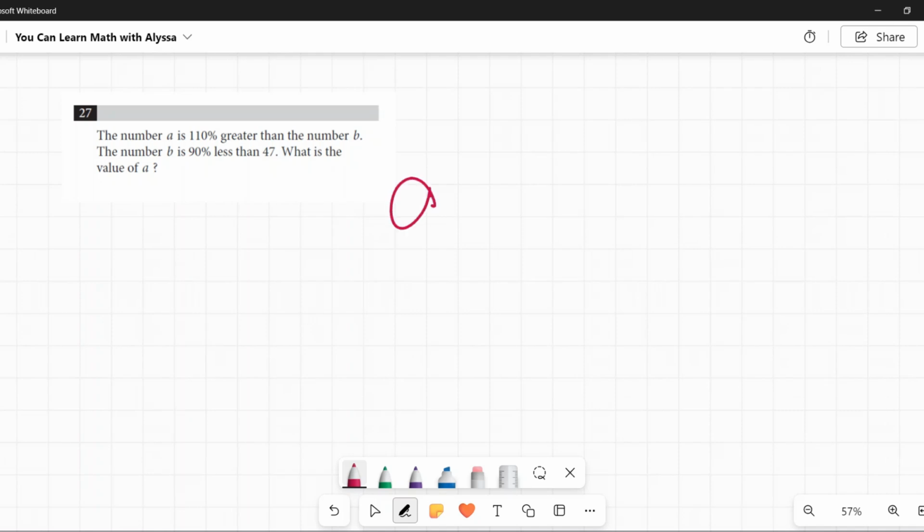So the number A is 110% greater than the number B. Okay? So it is B, and it's 110% greater. So it's B plus 110% of B. So we represent that 110% is the same as 1.10 or 1.1. So it's 1.1 times B. So that's what A is.